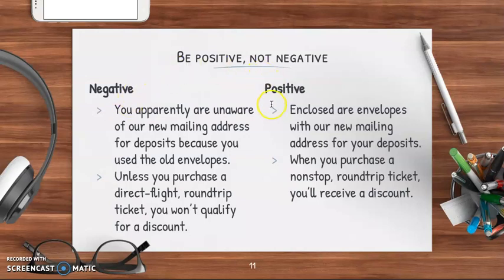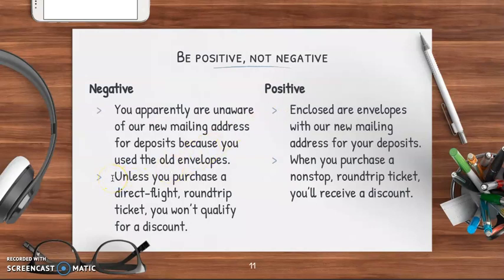So if you wanted to change it to more positive, you could say something like, enclosed are envelopes with our new mailing address for your deposits. It's probably not going to rub your readers the wrong way, and it's also much shorter, it's much clearer, it's just straight to the point.